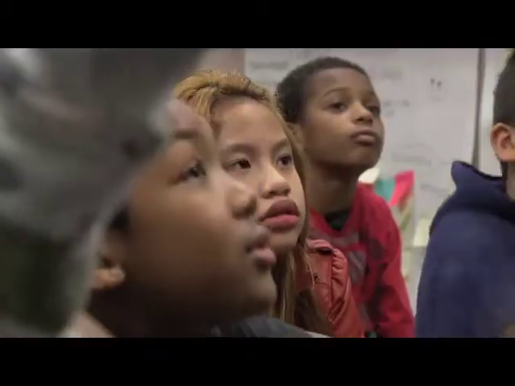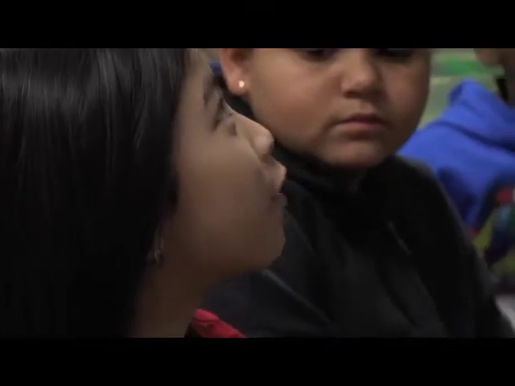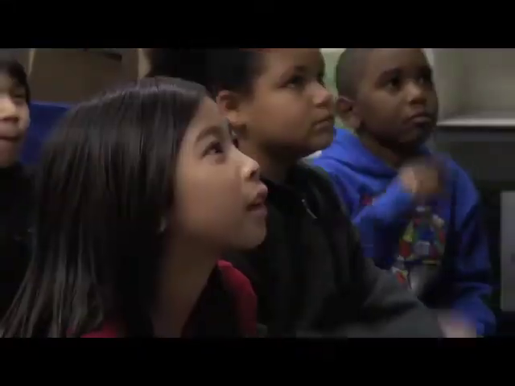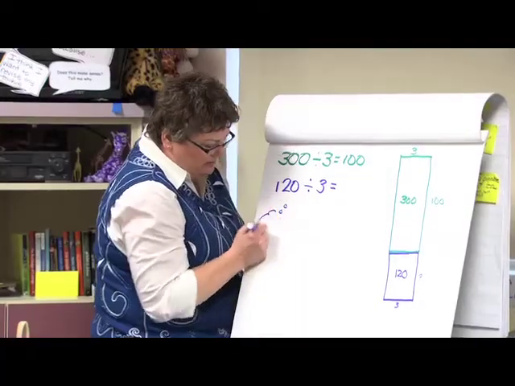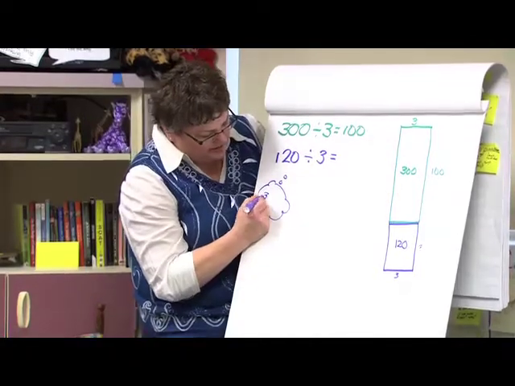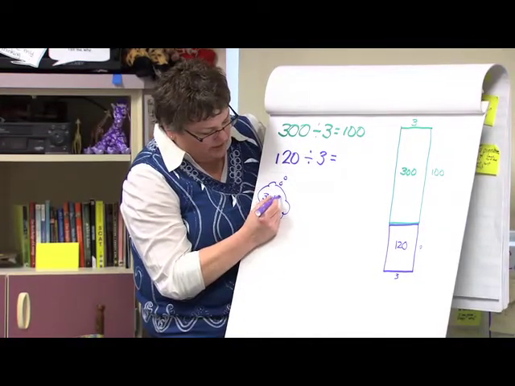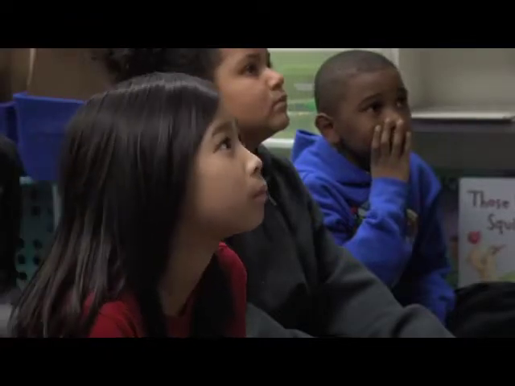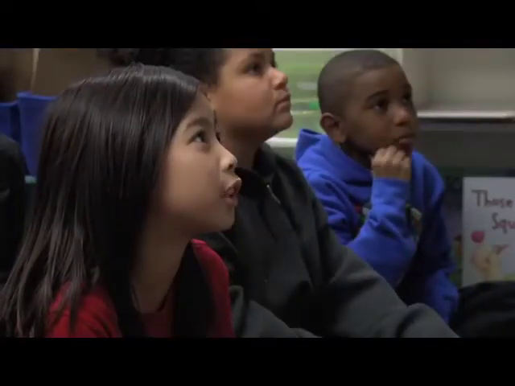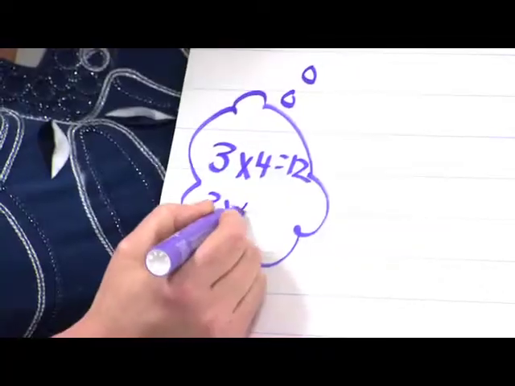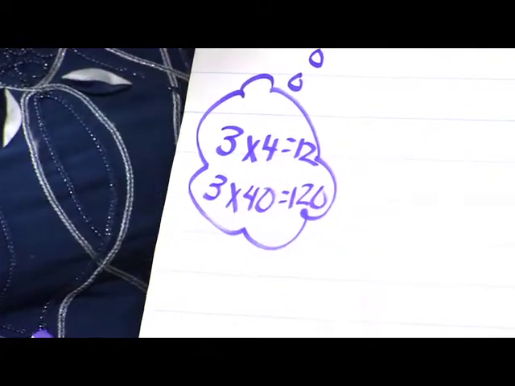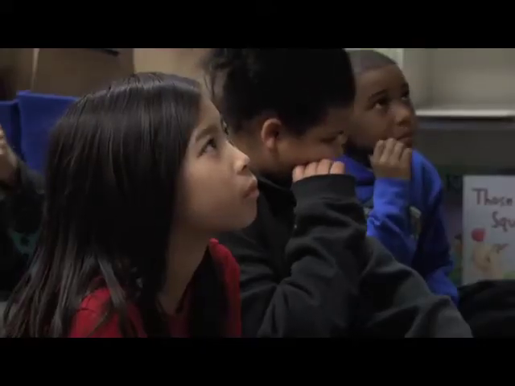Other people, how did you get that many? Vivian? I thought of 3 times 40 because you just have to append the 0. Oh, so you were thinking, let me just put your little thought bubble here. You said you thought about 3 times 4 equals 12. And so what did that lead you to think? 3 times 40 because you just have to append the 0. People are agreeing with you. So you also use multiplication.